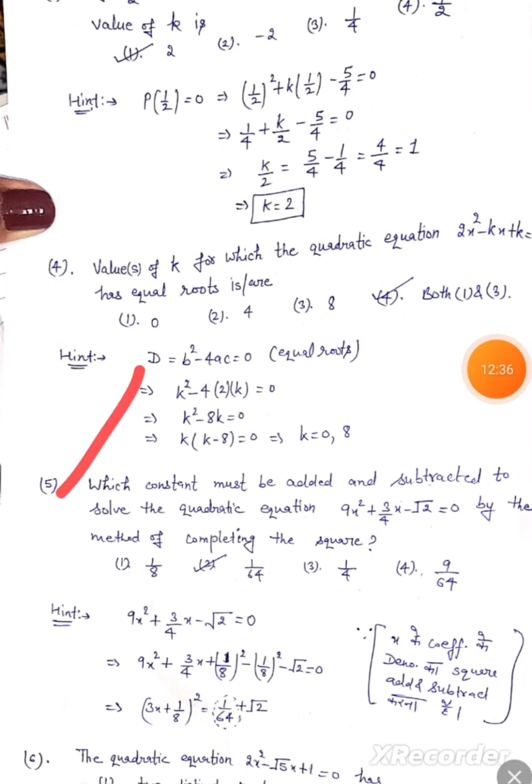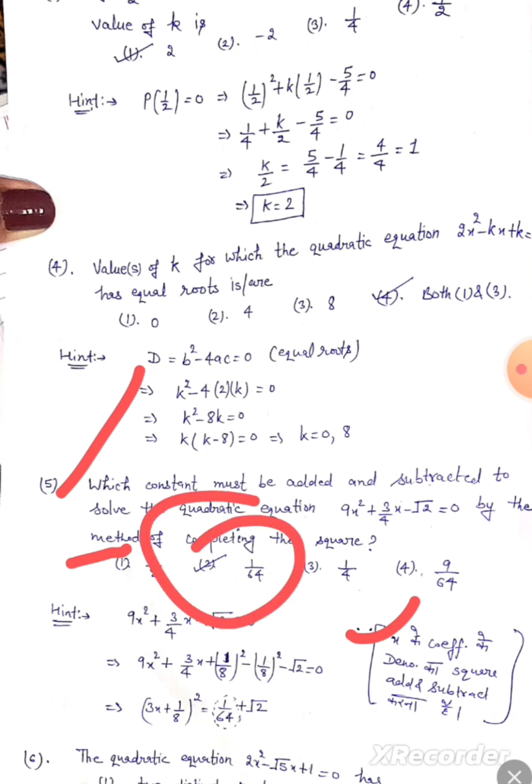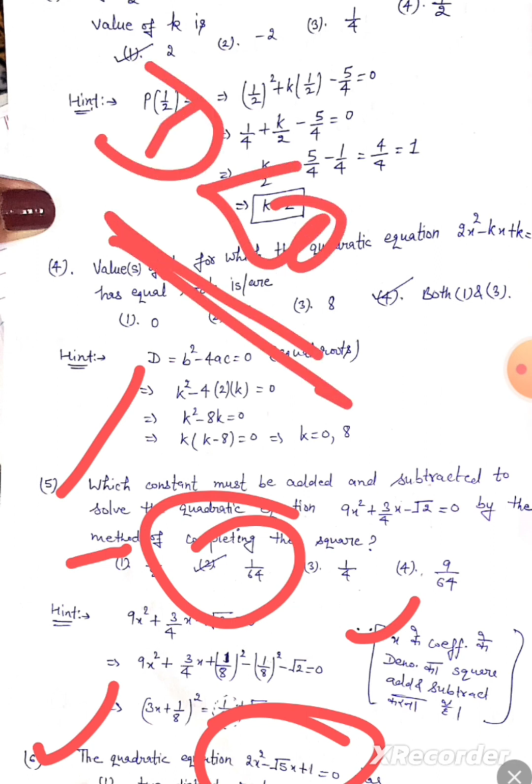The next question is the most important question. Which constant must be added or subtracted to solve this by the method of completing the square? In this case, the square of half the x coefficient is added and subtracted in the equation, and you can find that 1 by 64 is your right answer. Next, the quadratic equation has which roots? You can easily check the discriminant. Here the discriminant is less than 0, so its roots are imaginary, meaning no real roots.